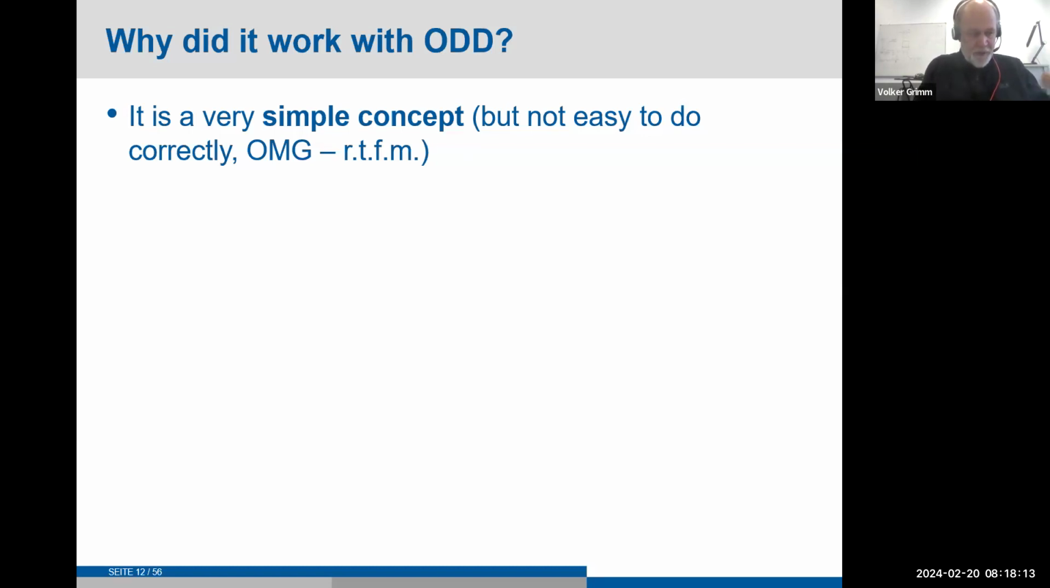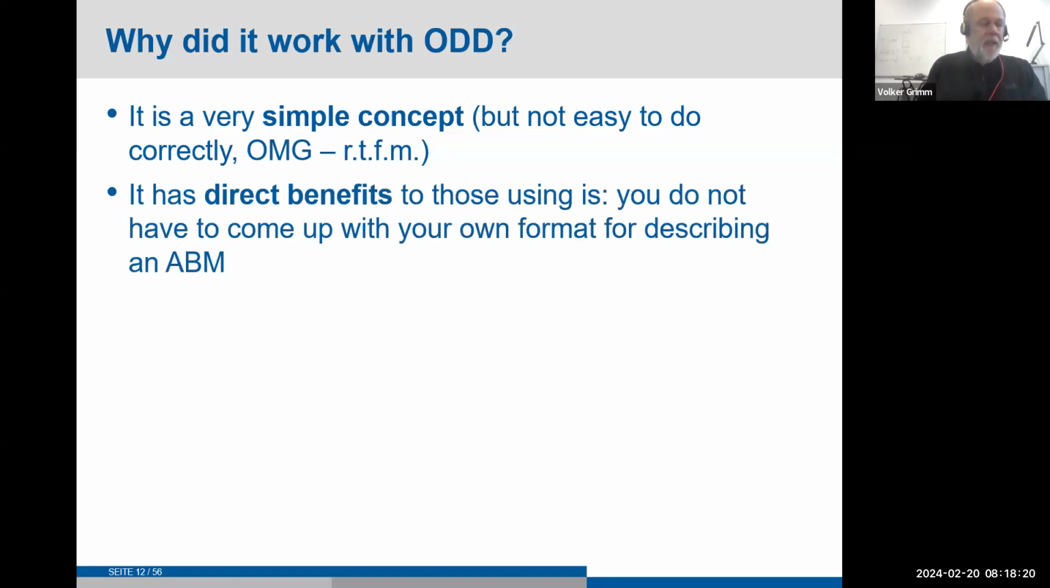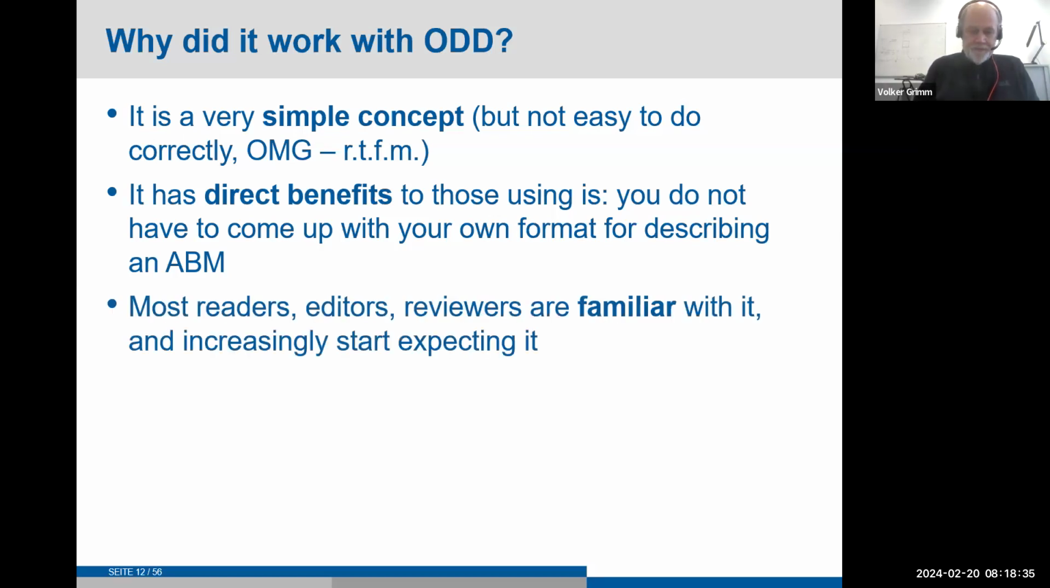People don't really do this cautiously enough. But I said, we have this 2020 paper with lots of examples and guidance. So if you really read this and take it into account, it is a simple concept and it has direct benefits to those using it. You're not doing it to make your science a better place or to improve the culture. You're doing it because you have to do it anyway. You have to write a model description, and you might as well use ODD. And then at some point, if you have a critical mass, so that maybe 10, 20% of the people have already seen it, most readers, editors, reviewers are familiar with it and increasingly start expecting it.